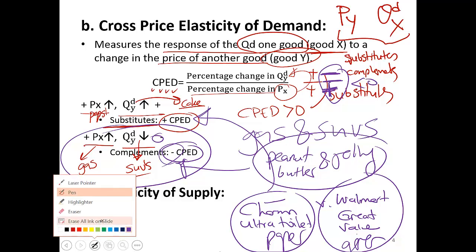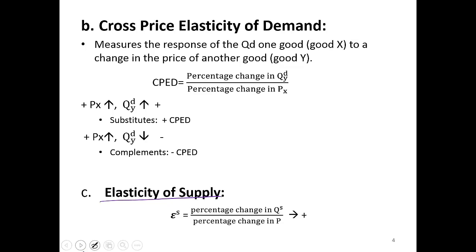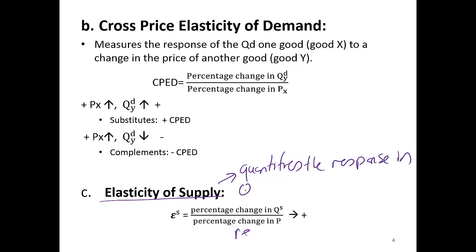After having finished cross price elasticity of demand, let's talk about elasticity of supply. Very simple. It quantifies the response in quantity supplied when the price of the product is changed. We're talking about the same product here, okay? This is all about the law of supply. It quantifies the law of supply.